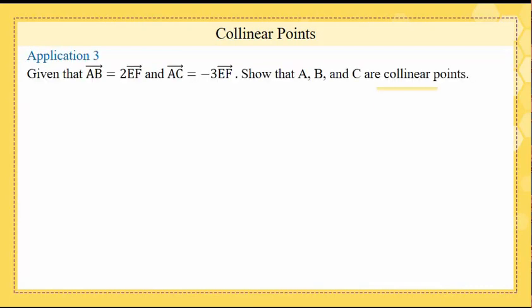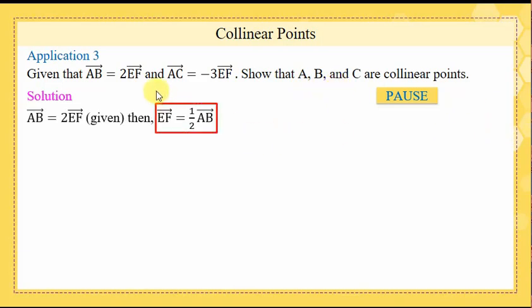Application 3. Pause the video for 5 minutes and try to solve this application. In this application, you have AB vector equals 2 EF vector and AC vector equals minus 3 EF vector. Show that A, B, and C are collinear points. As we said before, in order to show that 3 points are collinear, we need two collinear vectors having one point in common. We will start by the given.